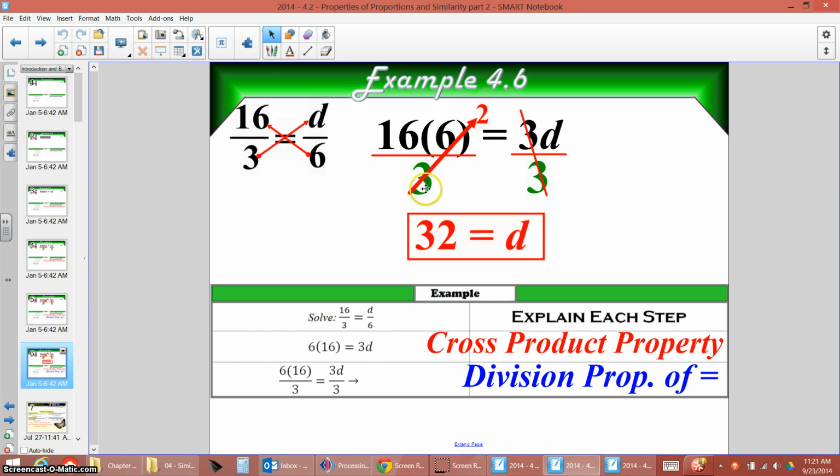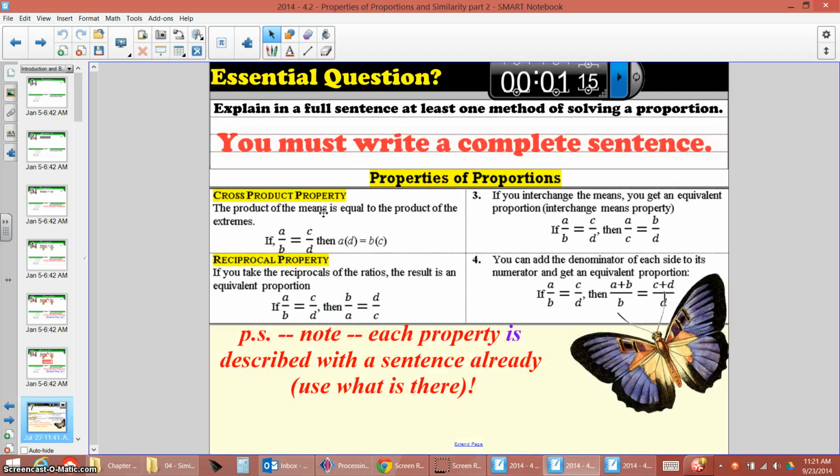Now notice this 3 and 6. What's 6 divided by 3? Well, it's 2. 2 times 16 gives me 32. You can do it either way. I'm just trying to show you some fraction tricks. Instead of doing 16 times 6 and then dividing by 3, let's just divide 6 by 3 to get 2. Makes it faster.